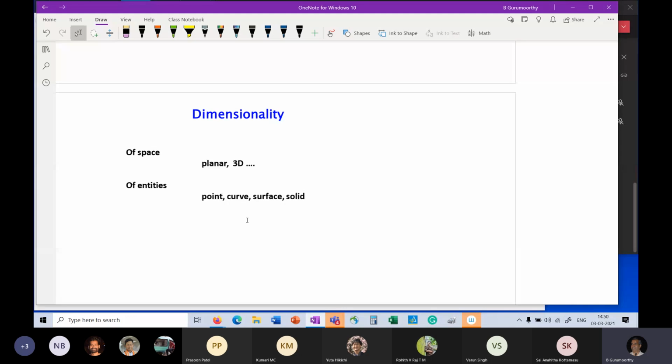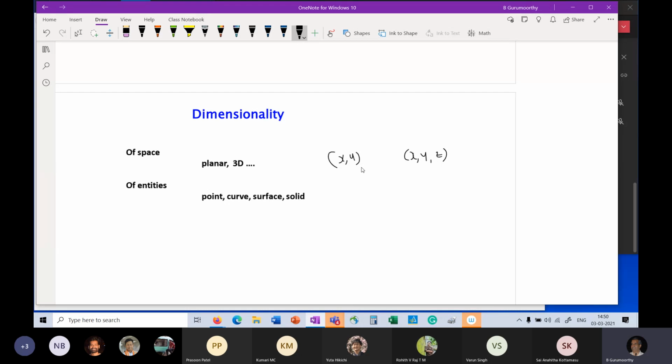So that's one kind of dimensionality, the dimensionality of the space. If it's a planar problem, typically I can get away by using 2 spatial coordinates. And if it is 3D, I would need 3 spatial coordinates to represent any entity, any point in that space. Planar space means all the points on the screen of the computer.